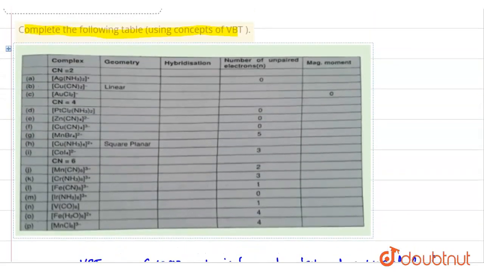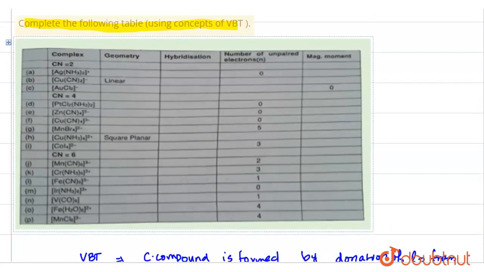So that is VBT. When we see this table, we are being given compounds with coordination number 2, coordination number 4 and coordination number 6. So we can do it one by one. First, coordination number 2 compounds. Let's see. A is the Ag plus compound, so it is Ag(NH3)2 plus. NH3 is a neutral ligand and so the Ag will have plus 1 charge.